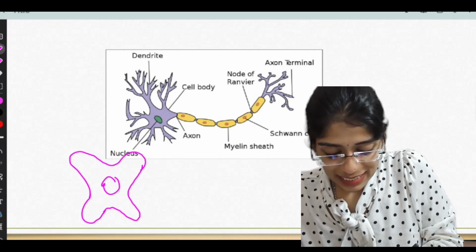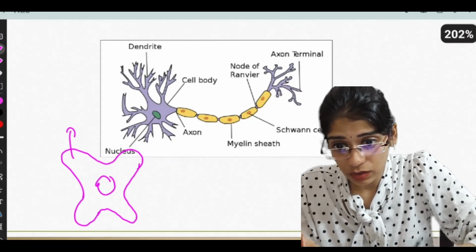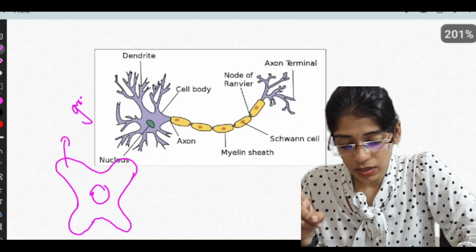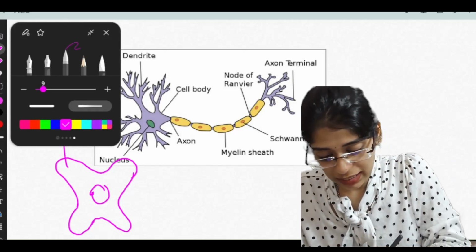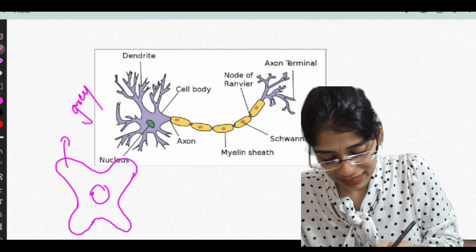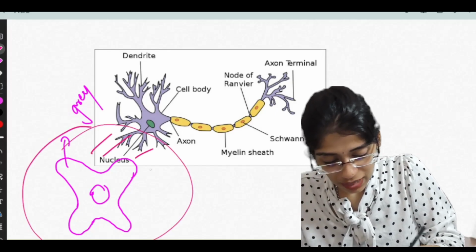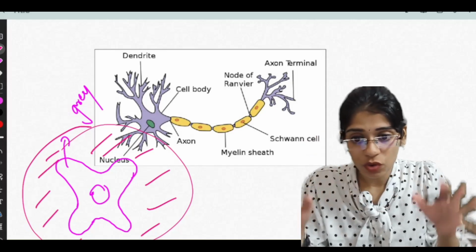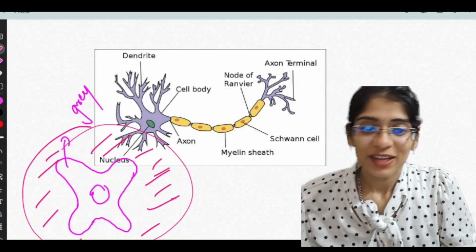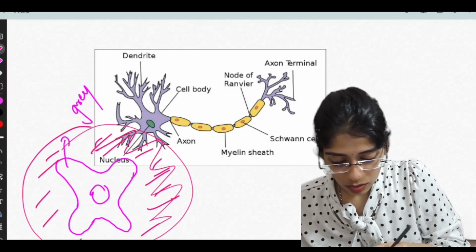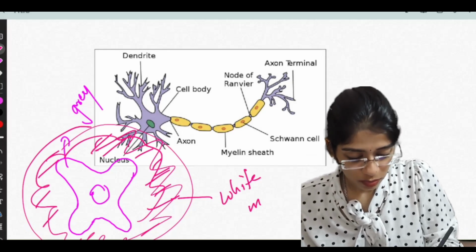Now this structure that I have drawn, which looks like a butterfly, is called grey matter. It's called what, guys? Very good, grey matter. I'll tell you what grey matter is in a moment. Now around the grey matter, you have another structure that I have drawn in pink. In my tab it looks pink, there it looks purple. This structure around the grey matter is called white matter. I'll explain both of it.